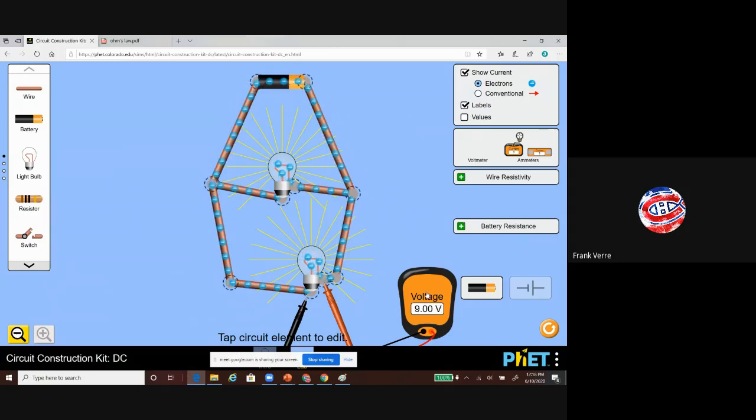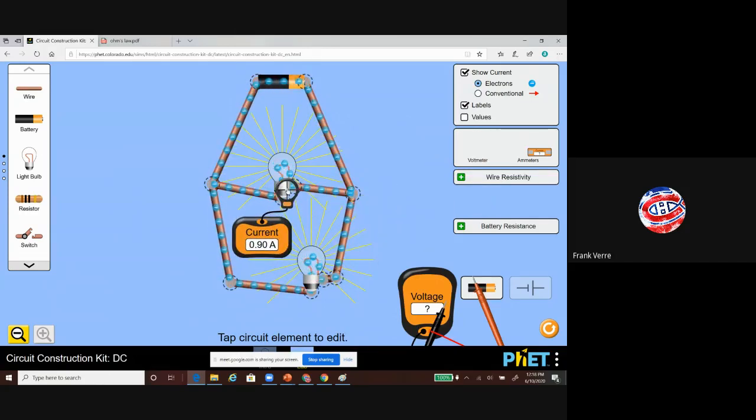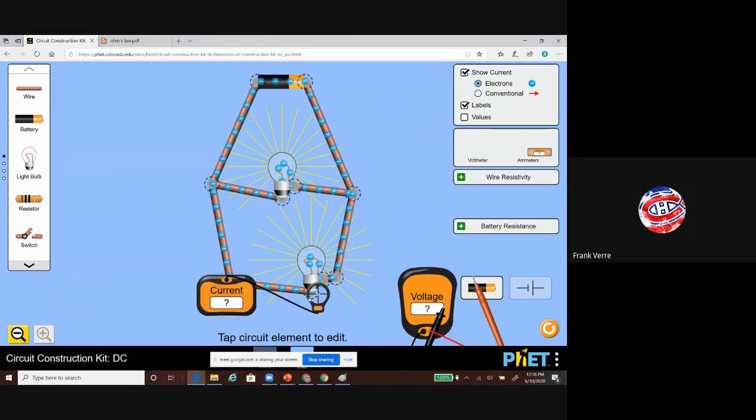That's interesting. And then what we could do is test the current. I'm just going to use this to test the current, okay? You'll notice that the current is 0.9 here, and the current is 0.9 here. And at the battery, oh, look at that. The current is 1.8, which actually looks like it's the sum of these two, right? 0.9 and 0.9 give you 1.8.